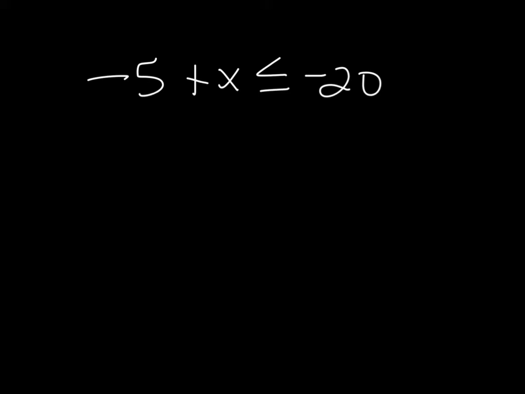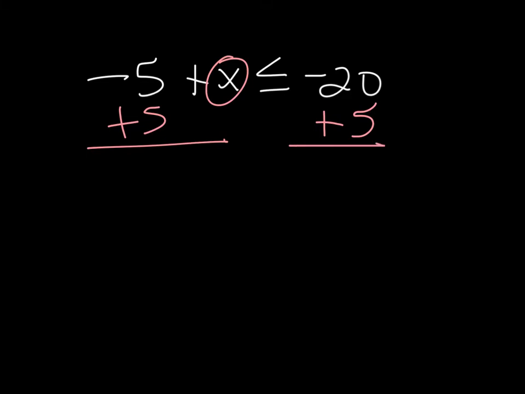So, on this first one, what we want to look at is actually just solve it like a regular equation. And we want to get x by itself. So the opposite of negative 5 is positive 5, and we're going to do that to both sides. Then that cancels out. Bring down your x. And that is less than or equal to negative 15.